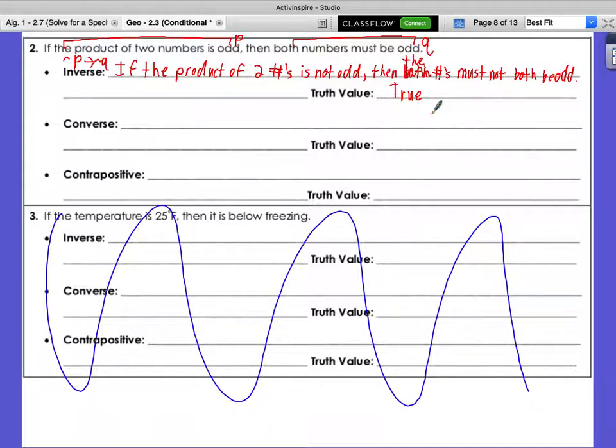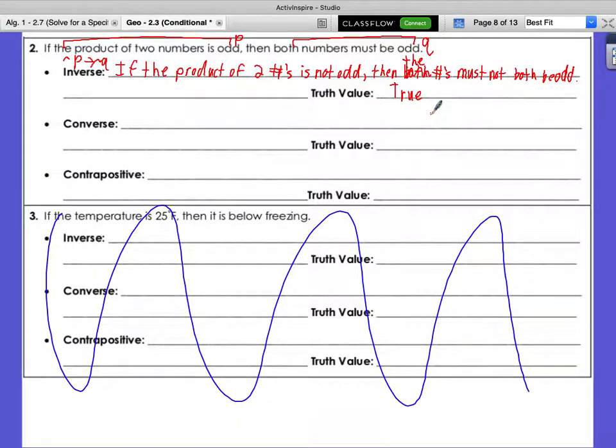Let me go back up to the truth value of our first conditional, because I skipped that on accident, okay? If the product of two numbers is odd, so a number times a number is odd, then both numbers must be odd, okay? Let's go back up to that truth value. If the product of two numbers is odd, then both numbers must be odd, okay?